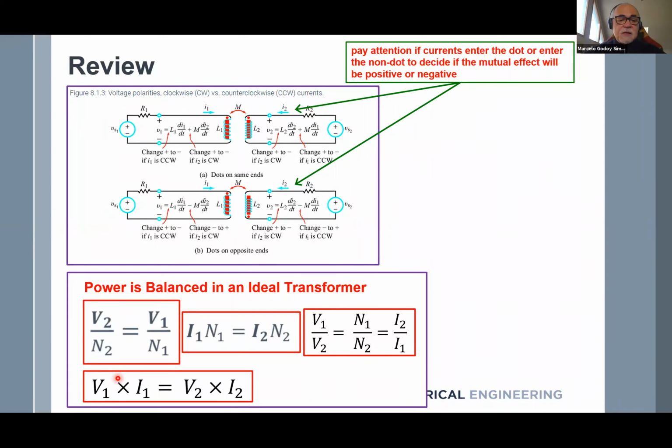In that case, the input power, which is voltage on the primary multiplied by the current on the primary, should be equal to voltage on the secondary multiplied by the current on the secondary. Another thing you have to pay attention to is a transformer only works if you have variation in your voltage or in your current. Okay?